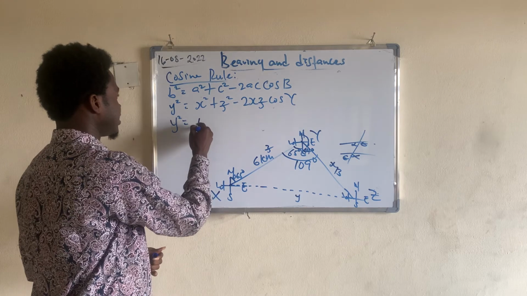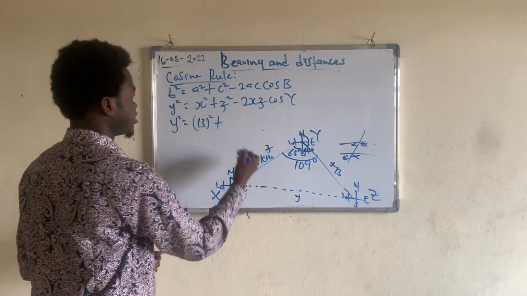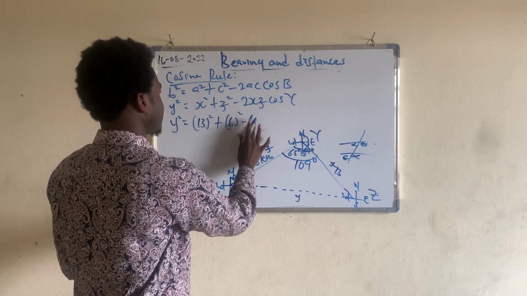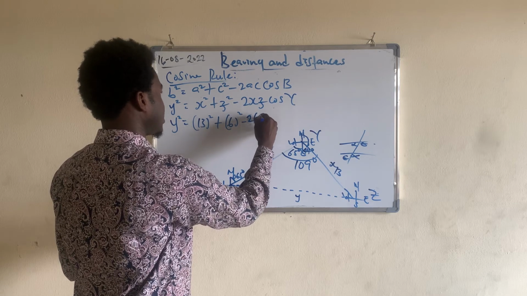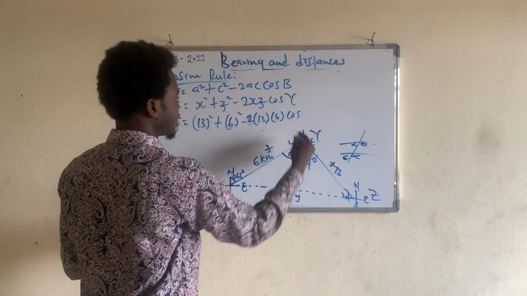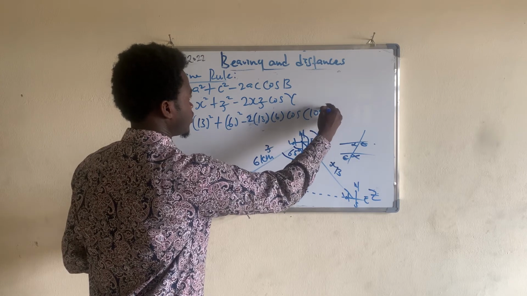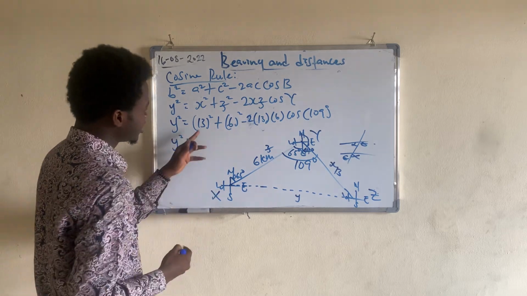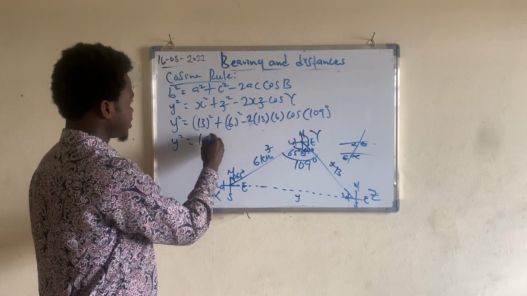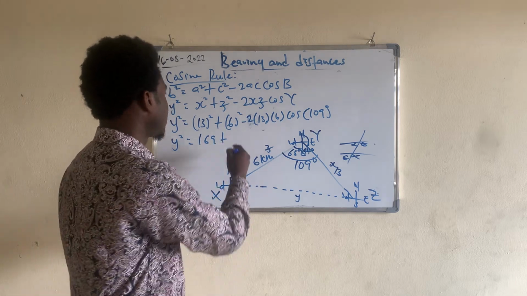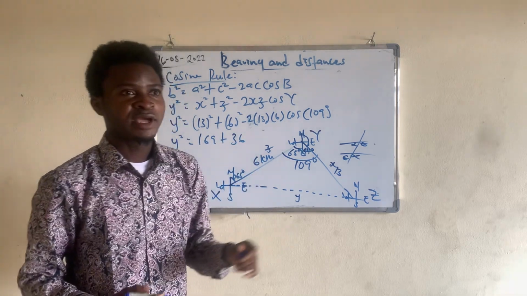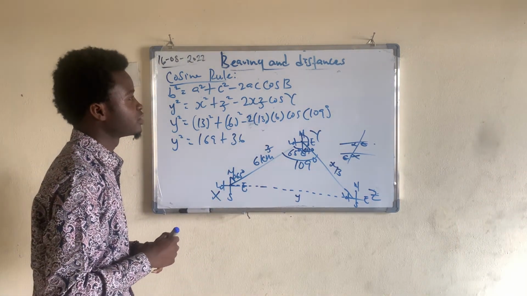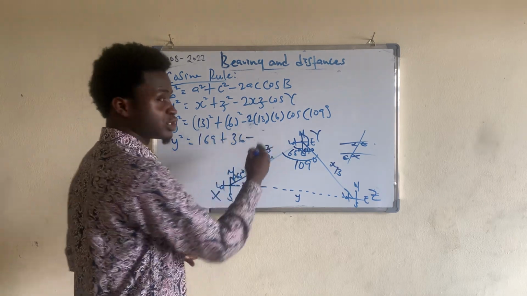So here we have 13 squared plus 6 squared minus 2 into 13 into 6 cosine 109. That's the angle there, 109 degrees. So our y squared is 13 squared, which gives us 169, plus 6 squared, which gives us 36. Then we have minus 2 times 13 times 6 cosine 109.